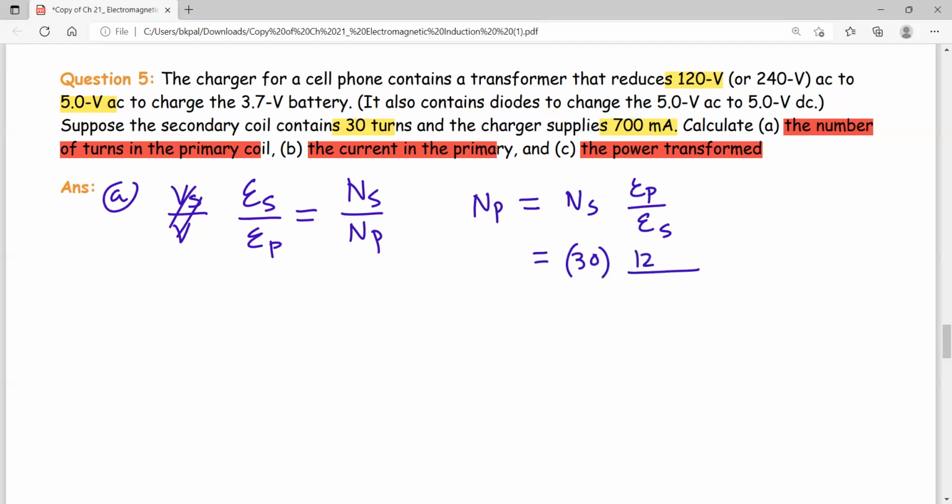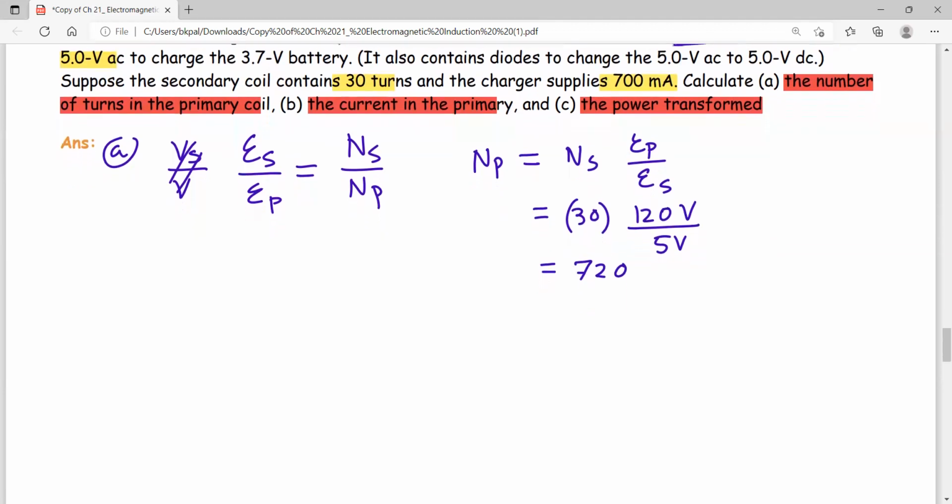NS is 30, primary is 120 volt, secondary is 5 volt. If you solve this, you should get a large number, 720. So the primary coil should have 720 turns. And it makes sense because in the primary coil the voltage was 120 volt. The more the volt, the more the turns; the less the volt, the less the turns. So the turns in the primary coil is 720.